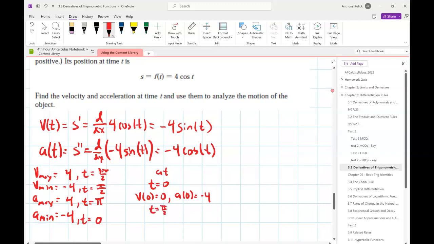At pi over 2, our velocity is -4, and the acceleration is 0. So at that point, I think we'd be passing by the rest position of the spring, like before you stretch the spring and let it go, wherever it was just resting, that's the position it would be at. And then it's going to be zooming back to compressed as far as it can.